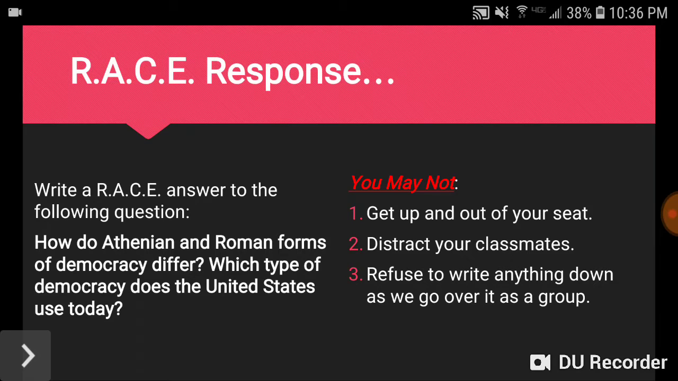So think back to your double bubble map. Think back to your notes. How are Athenian and Roman forms of government or forms of democracy different? So think about how people are elected, who's making decisions, and things like that. Then lastly, what type of democracy does the United States use today? Does it use parts of one? Does it use parts of another? Does it use all the parts of both?